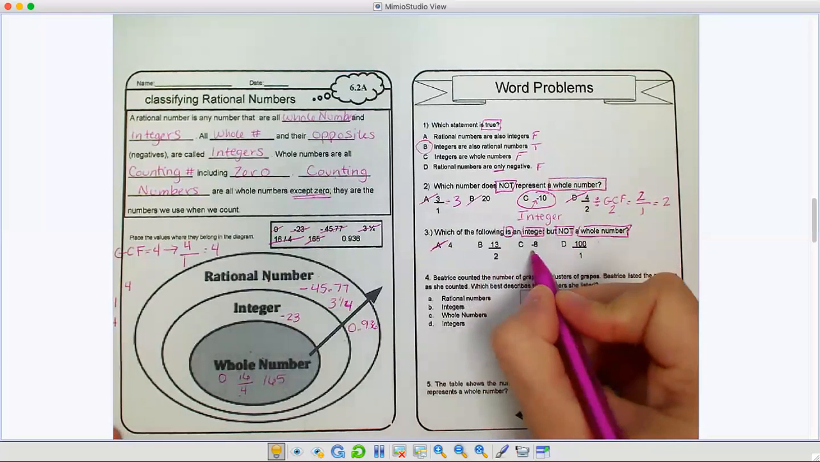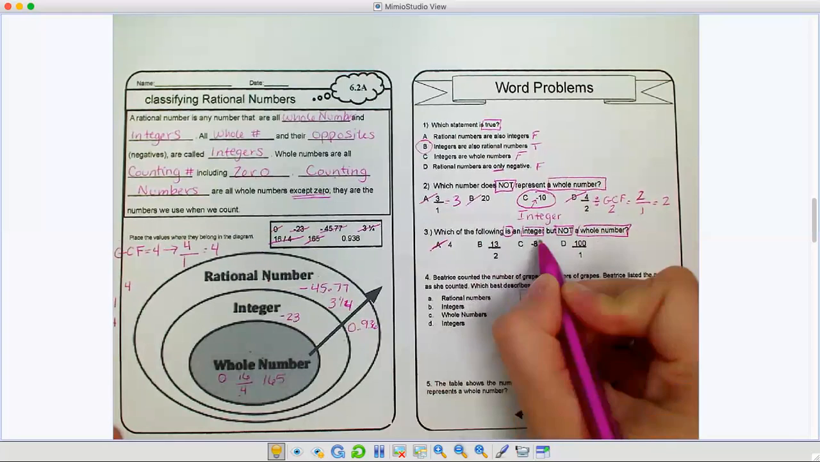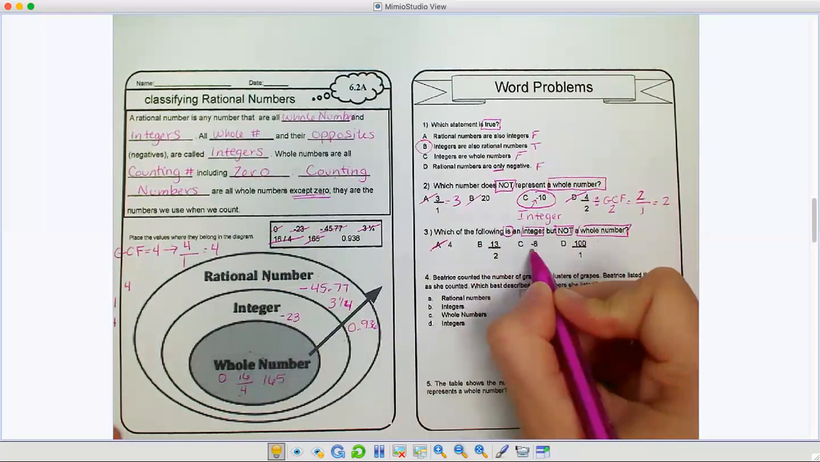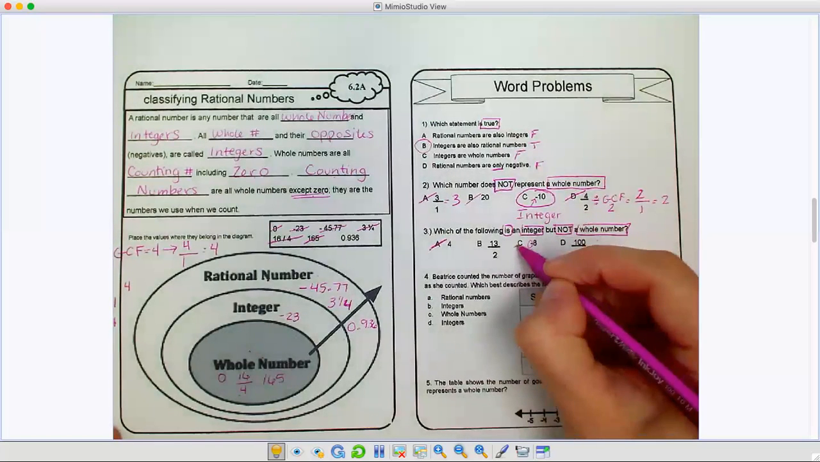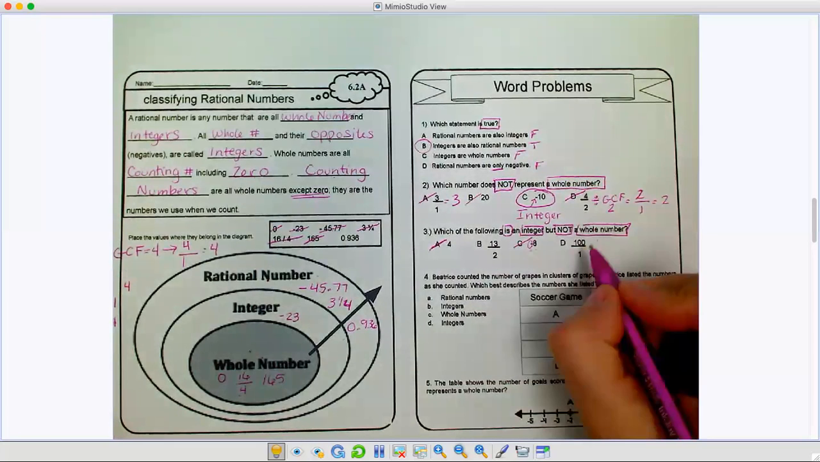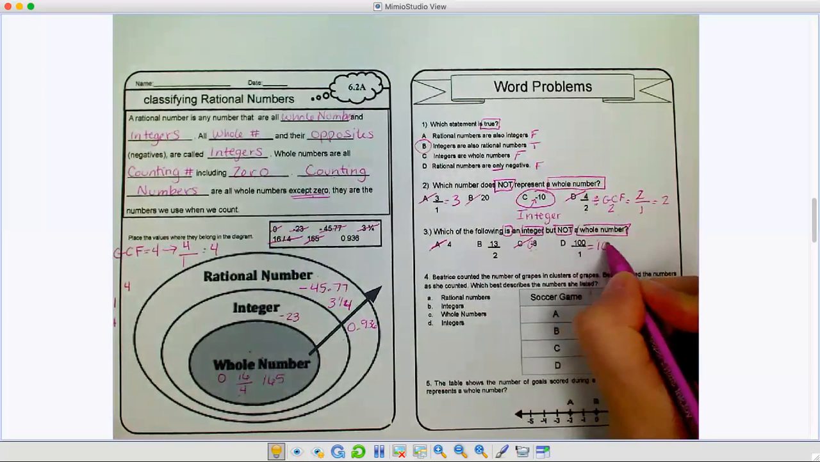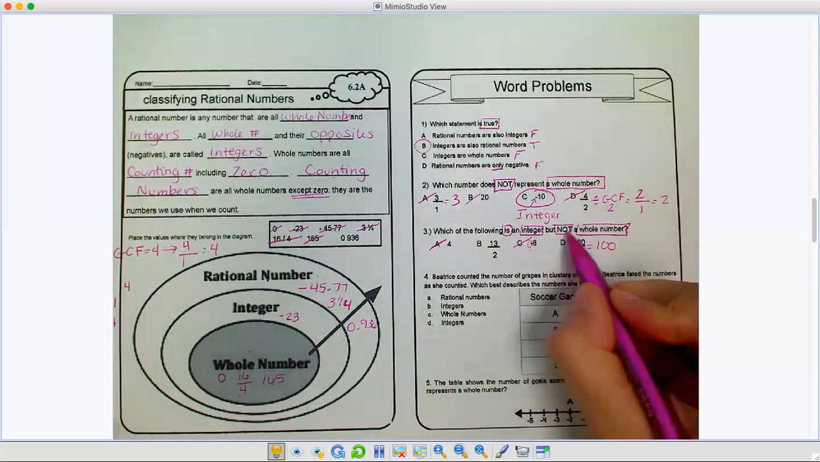-8. This is an integer, so that checks that box, but it's not a whole number because it's negative. Because of this negative, this makes this wrong. Anything over 1, even though this is a fraction, they're tricking you, becomes just the whole number 100. 100 is a whole number, and we want something that is not a whole number.